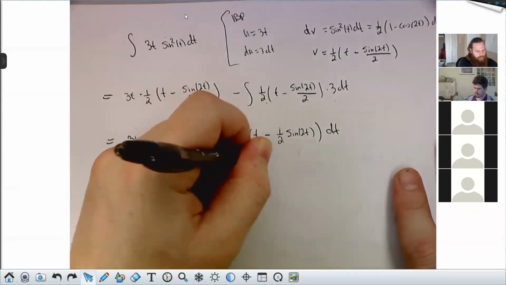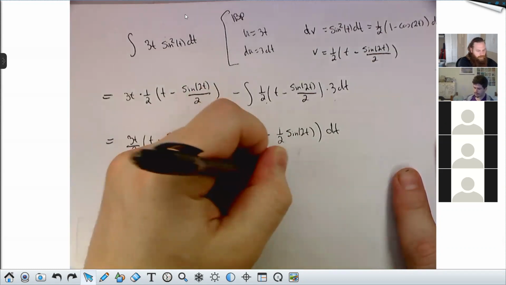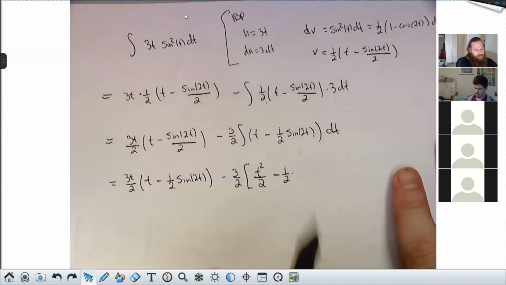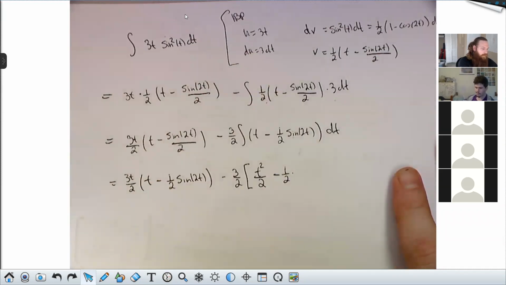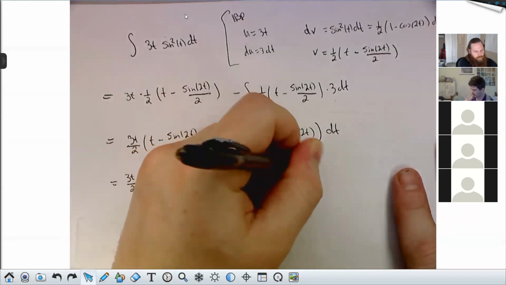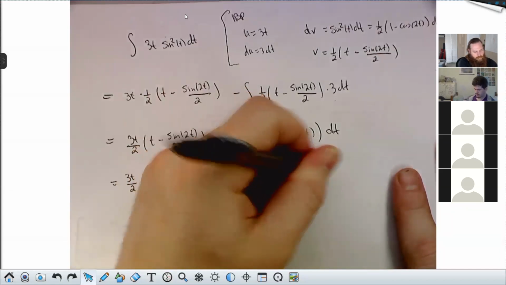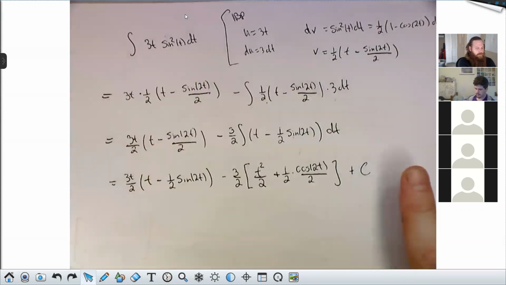t is going to integrate to t squared over 2. And then I'll have minus 1/2 times sine 2t integrates to, let's see, is that negative cos? It is, yeah. So that'll change this to a plus cos 2t over 2, close this, slap on a plus c.